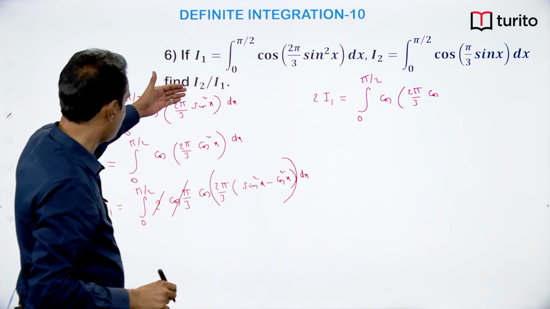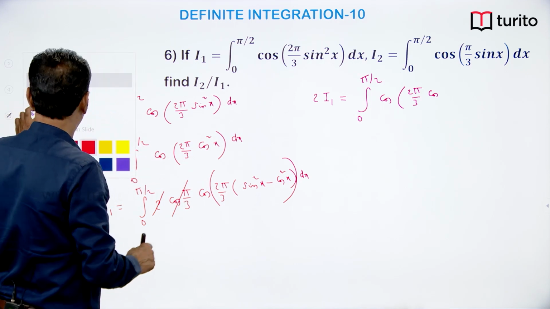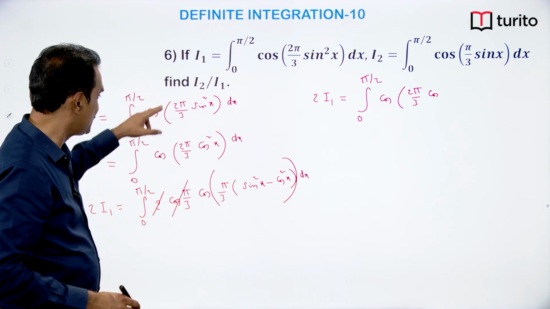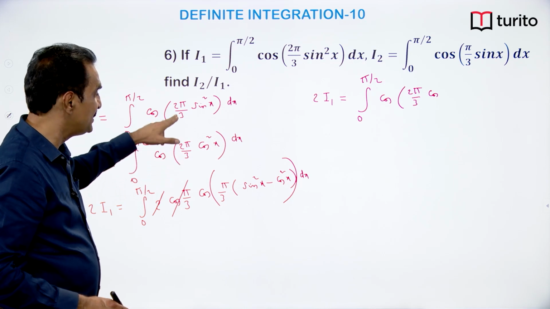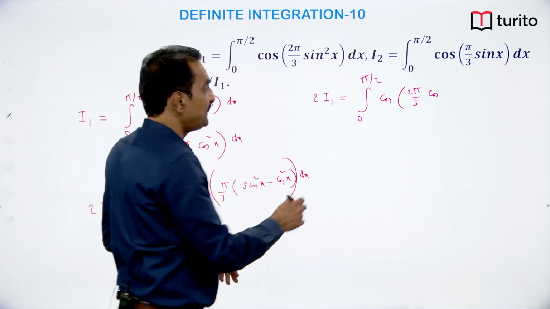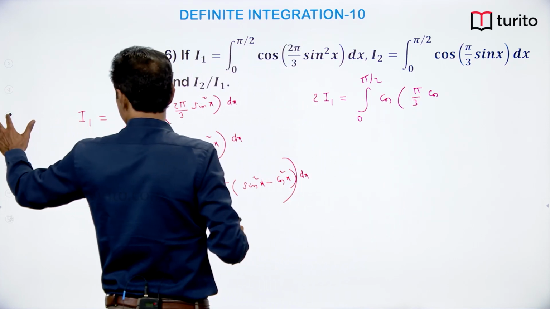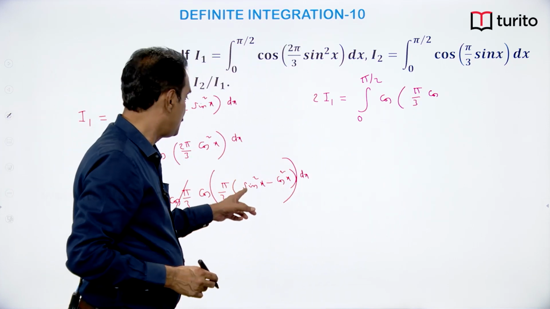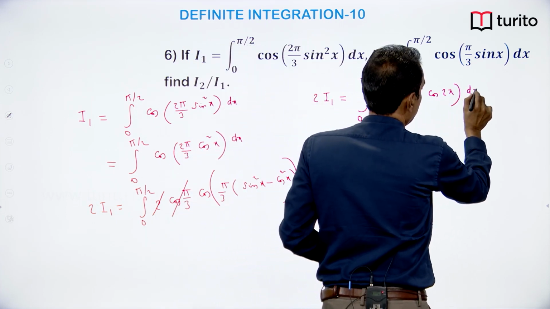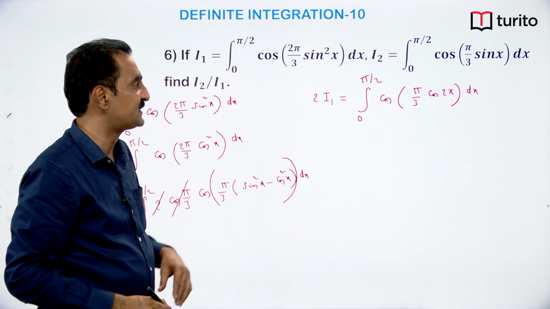oh, one minute, c plus d by 2, c minus d by 2. By 2 we have not done, so 2 will cancel. In c minus d by 2 we have not divided by 2. Okay. So, dividing by 2 it is pi by 3 into cos 2x. Actually it is minus cos 2x, but cos of minus theta is cos theta, so I am writing plus.